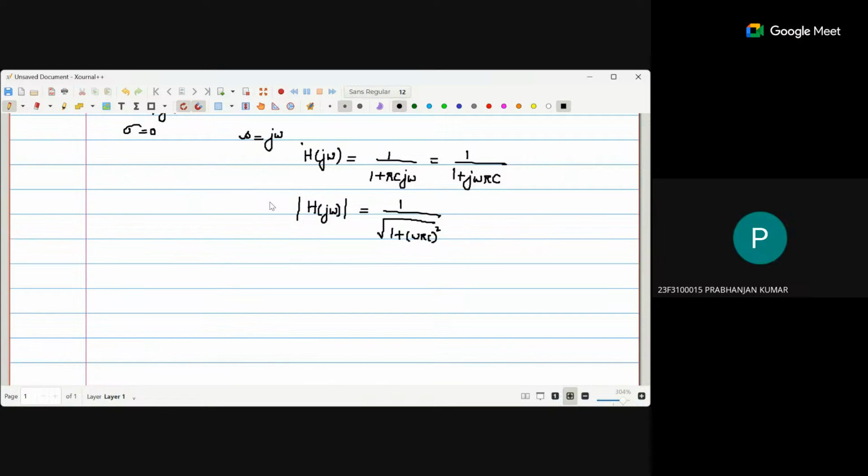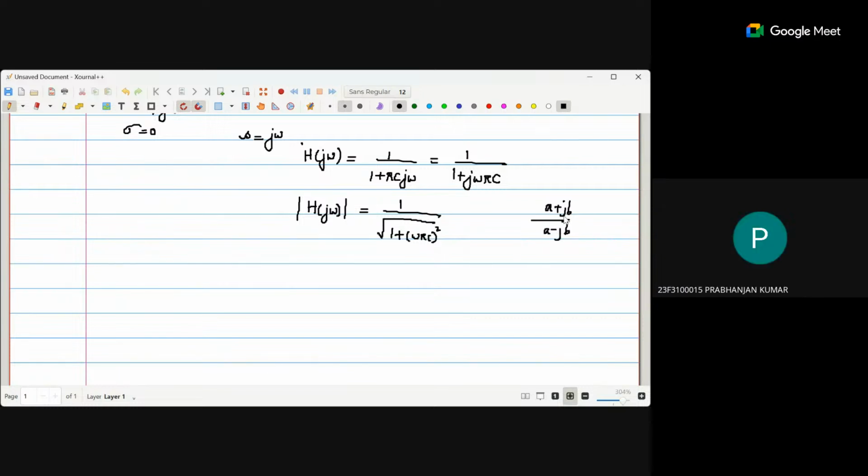We can do that mathematically. For this, it is right only because you have the numerator as 1. Suppose you had something like a plus jb by a minus jb, then you would have to multiply it with the conjugate and all those things, and then get it.